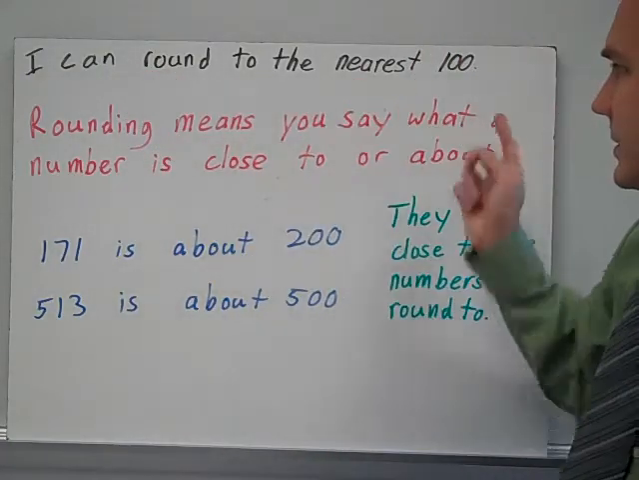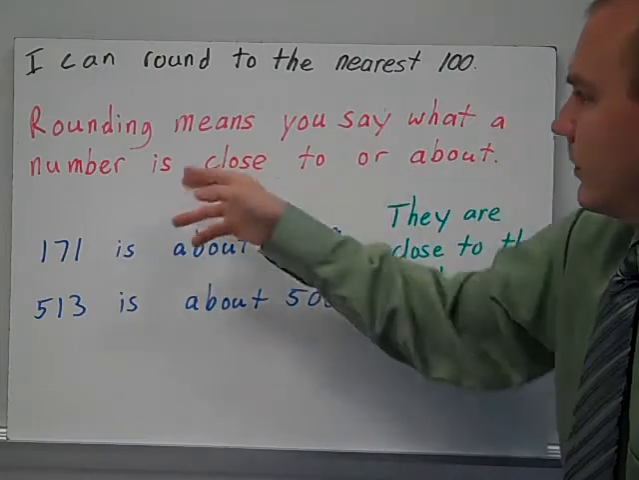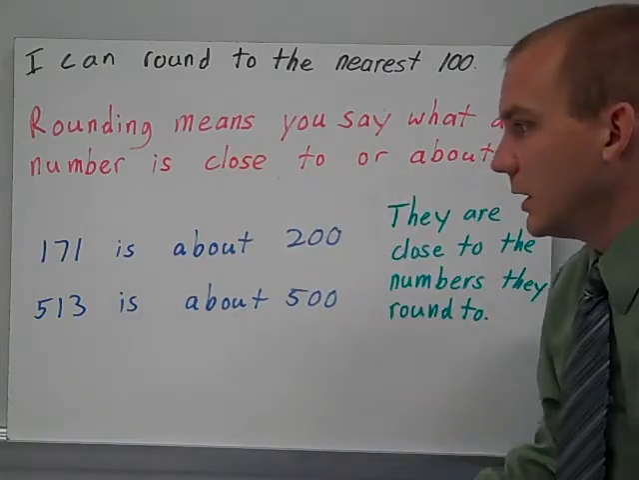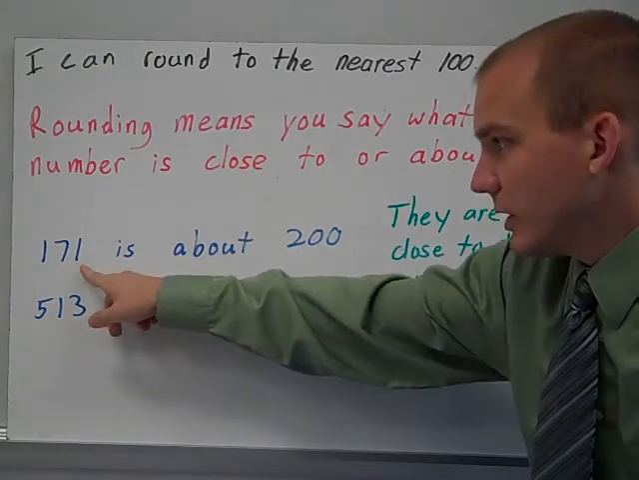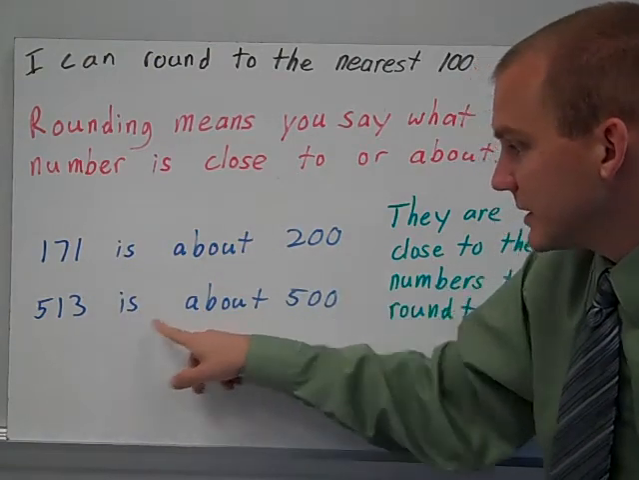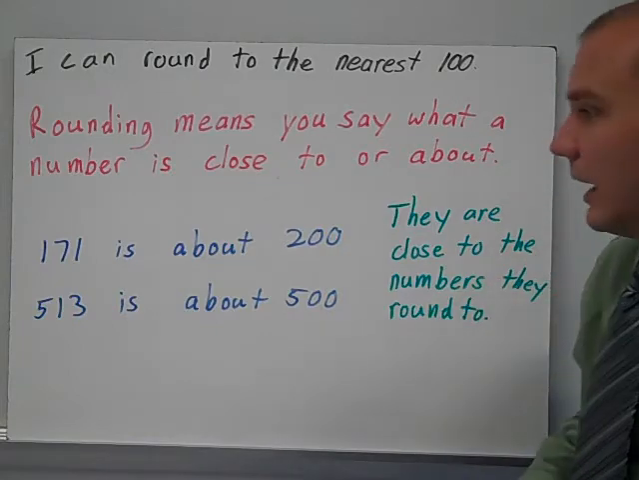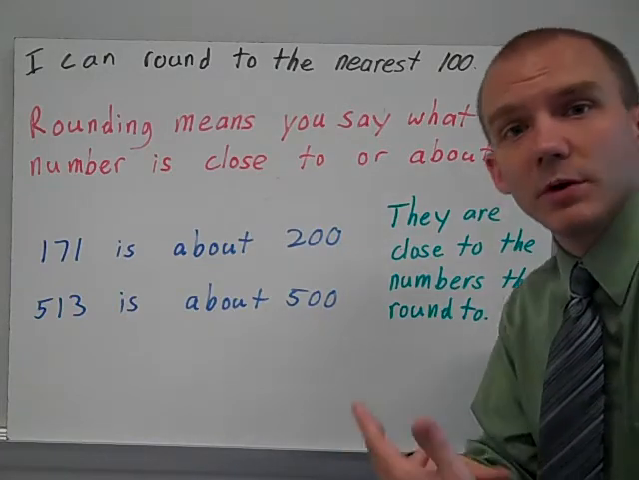I can round to the nearest hundred. Rounding means you say what a number is close to or about. For example, 171 is about 200, and 513 is about 500. They are close to the numbers they round to. So you take a number and figure out what it's close to.